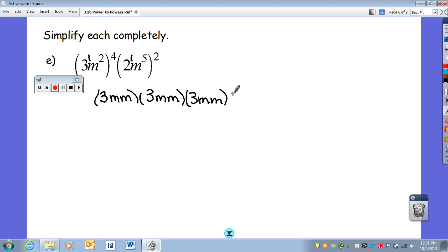In our next expression, I have 2m to the 5th raised to the 2nd. So I have a 2 with 5 m's, and my exponent of 2 tells me I need to have 2 of these groupings.